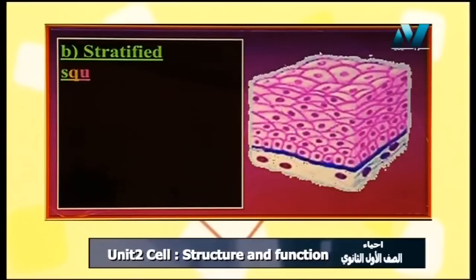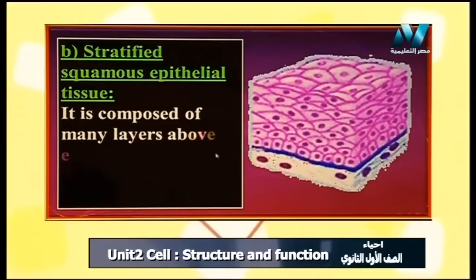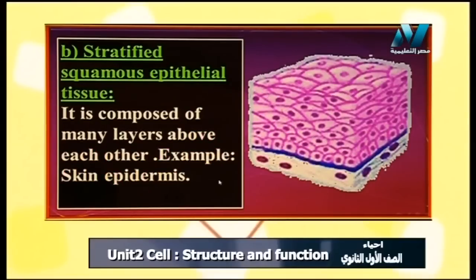لكن عندي stratified squamous epithelial tissue that is composed of many layers above each other. The example is the skin epidermis. بنلاقي السكين epidermis many layers alternated with each other, so that acts as the kind of epithelial tissue that is called the stratified squamous epithelial tissue.